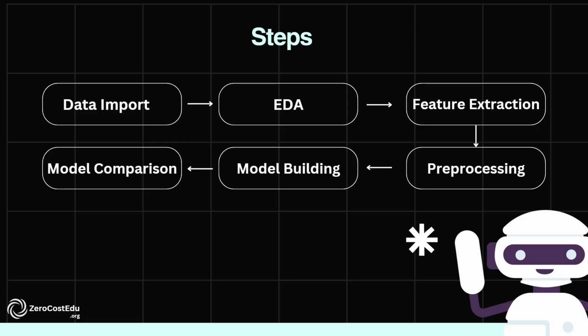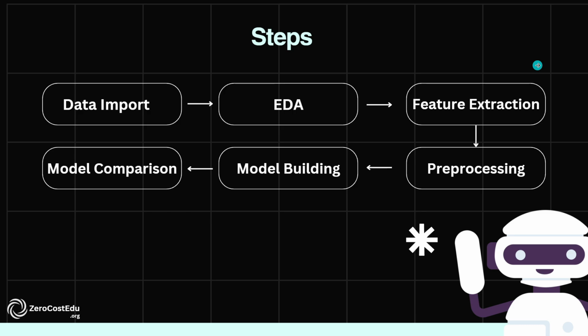So let's begin. Here we have the steps that we're going to follow to build this machine learning model. First, we have data import. We're going to import the dataset that the machine learning model will predict from. After that, we have EDA, also known as exploratory data analysis. It will help us to know the dataset more precisely.